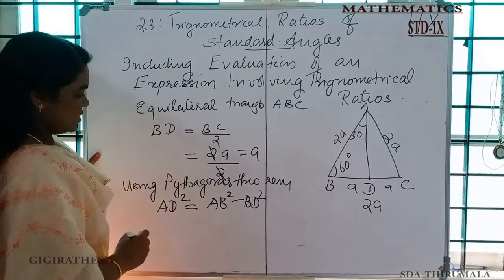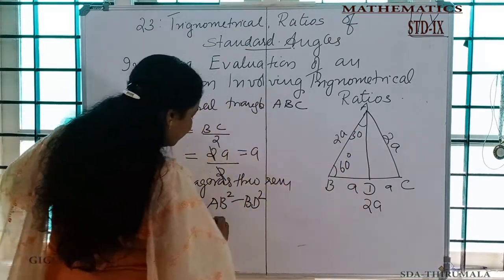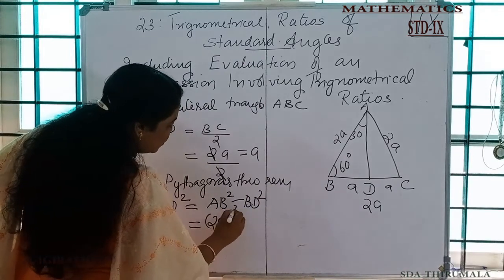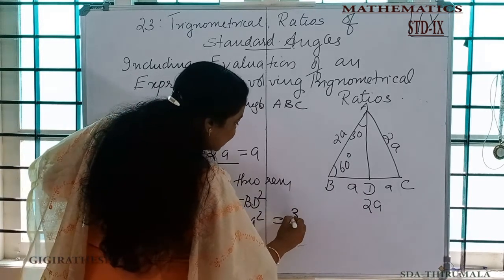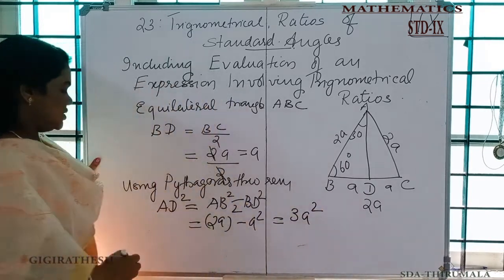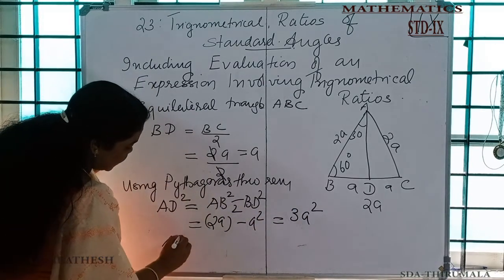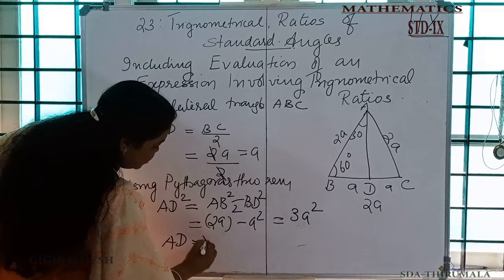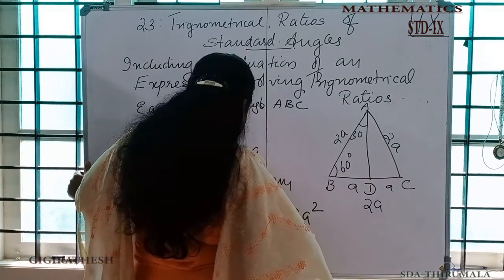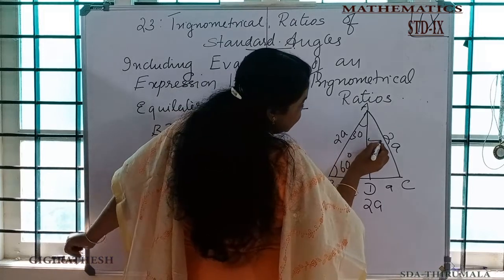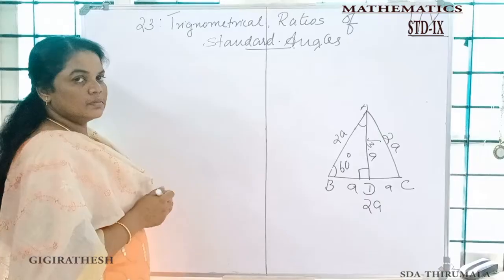What is AD square? AB is equal to 2A, the whole square, minus BD is equal to A, the whole square, and that is equal to 3A square. So AD square is equal to 3A square, and AD is equal to root 3 into A. The length of AD is root 3A.